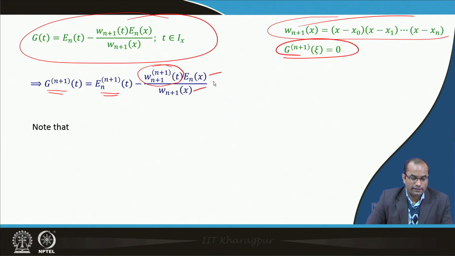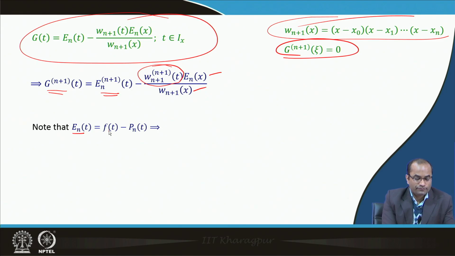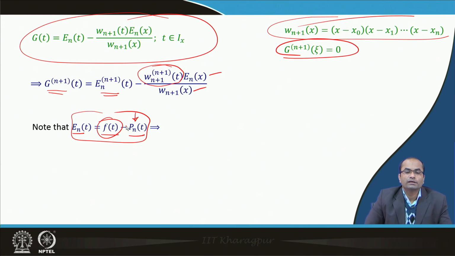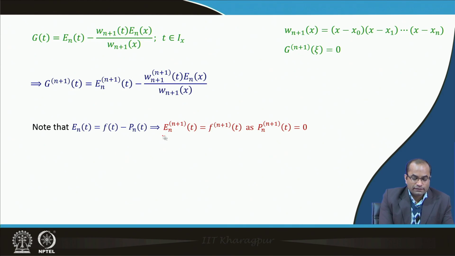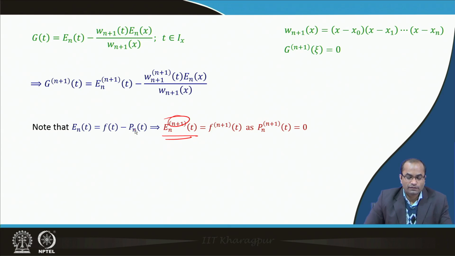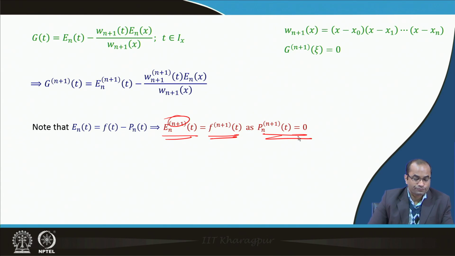Now, we should note that talking about this E n, E n t was f t minus p n t, and we take the n plus 1th order derivative. That derivative will go to f, and this is an n degree polynomial, so the n plus 1th derivative of this polynomial will be 0. So, E n, the n plus 1th derivative will be simply the n plus 1th derivative of f, because this is equal to 0.